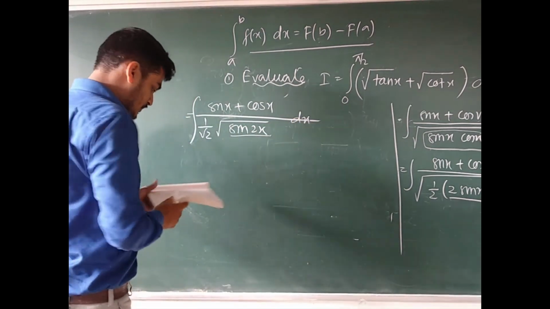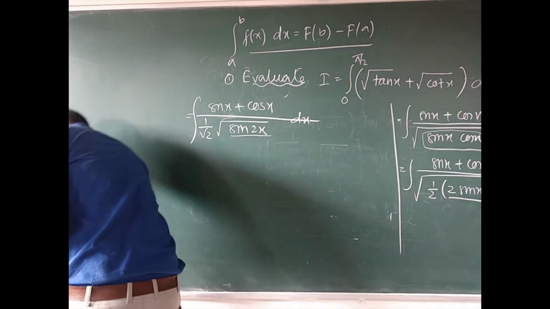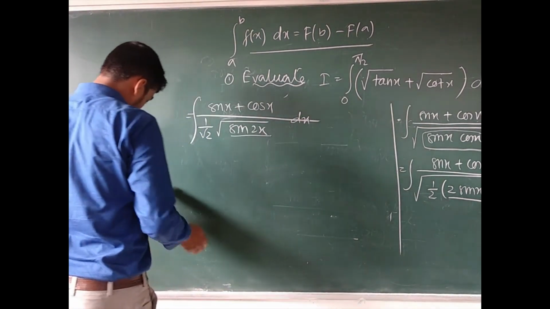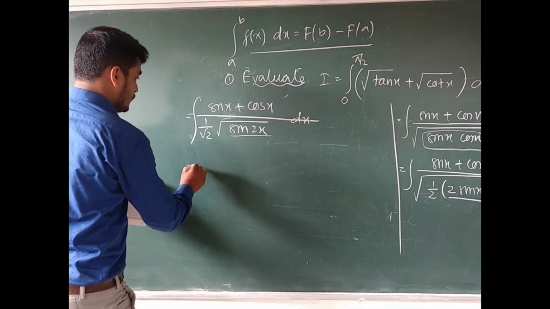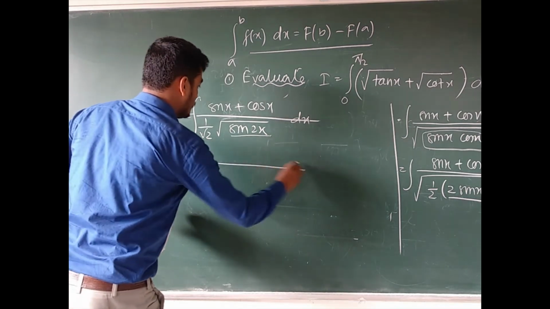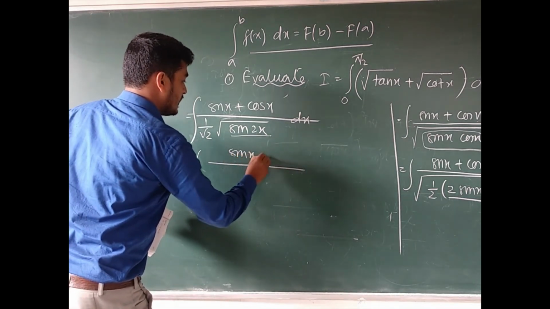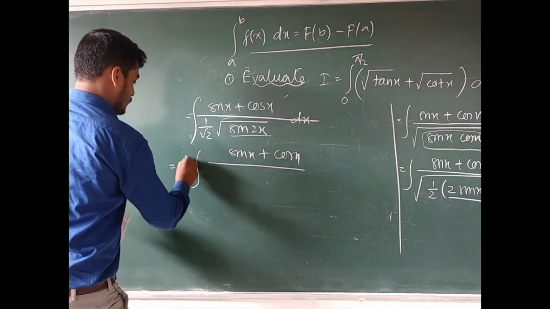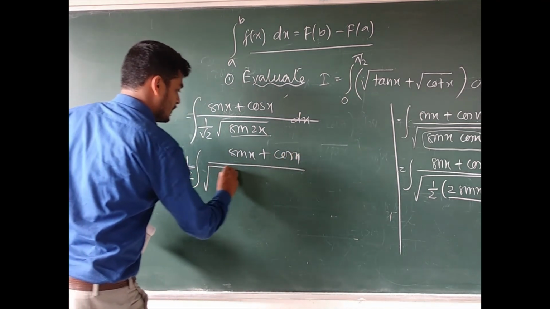Now what we will do? Now we can simply convert to a specific formula. Okay, so how can you write it down? So integration of sin x plus cos x, it will be 1 by root 2.